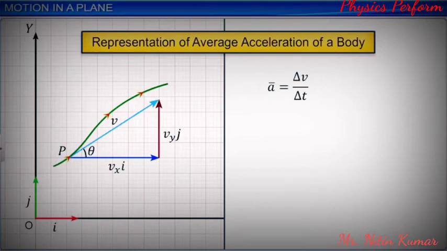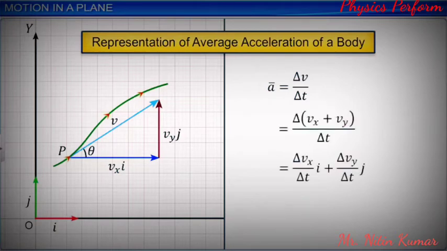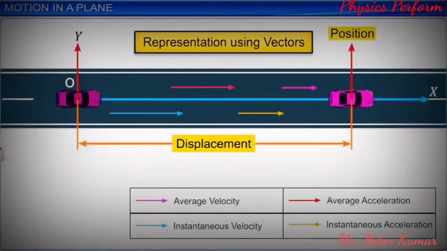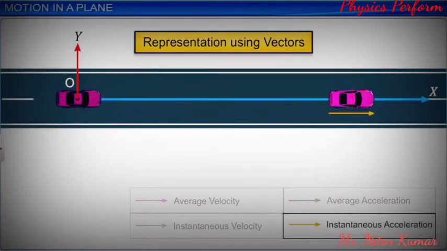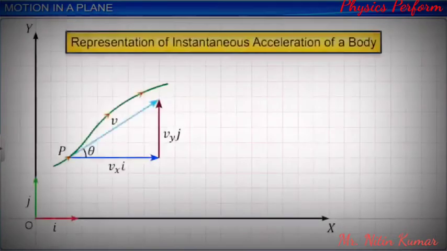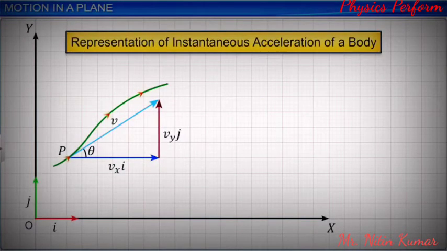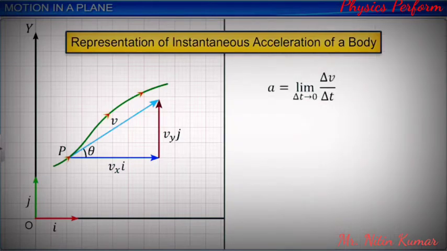Finally, let's discuss the representation of instantaneous acceleration of a body using vectors. Consider the body moving in the xy plane. The instantaneous acceleration or acceleration is limiting values of the average acceleration as delta t approaches 0. On simplification and substitution, we get a is equal to ax i plus ay j. We can understand this limiting process by using graphs showing the motion of the body.